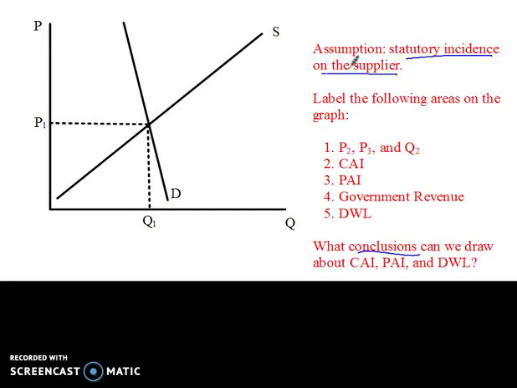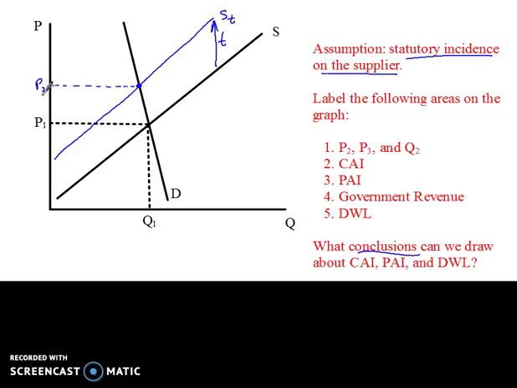So first of all, statutory incidence is on the supplier. That means that the supply curve is going to shift up by the amount of tax. This distance is the amount of the tax. And then we're going to find our new equilibrium price, which is going to be P2.